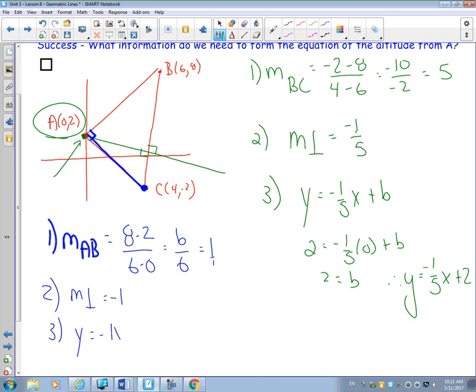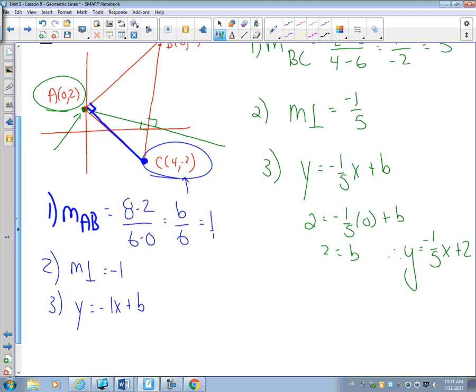All right, step 3, I need the equation. So I know the slope. I'm going to find B using a point. The only point I know for sure is C. It looks like it's pretty close to A, but I don't know if it goes through A or not. So I can't use that. I have to use the point where I started from. It's the only point I know for sure.